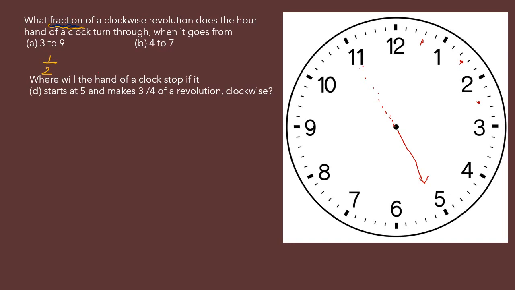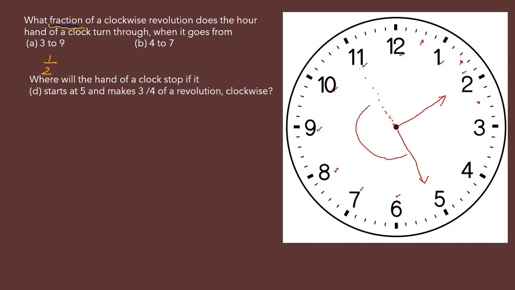So let us start from here. After 5 is 1, 2, 3, 4, 5, 6, 7, 8, 9. So it has to reach there. It has to reach 2. Have you understood how I've taken? 3/4 of a revolution is what they asked.